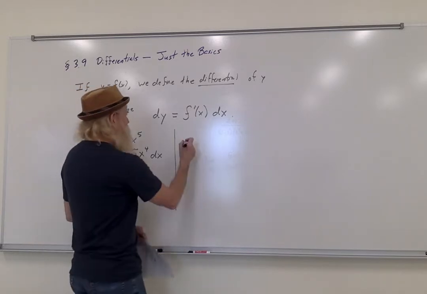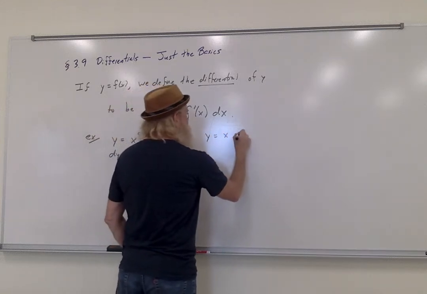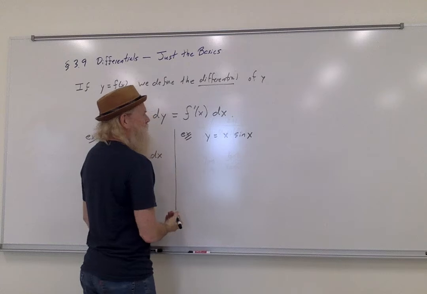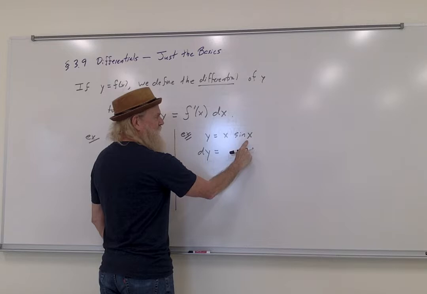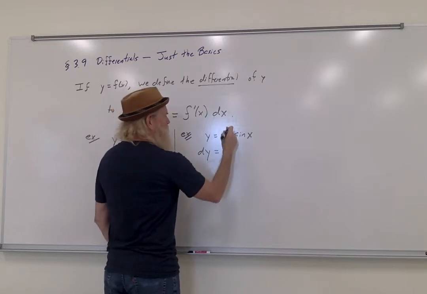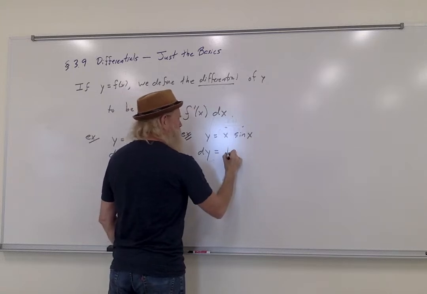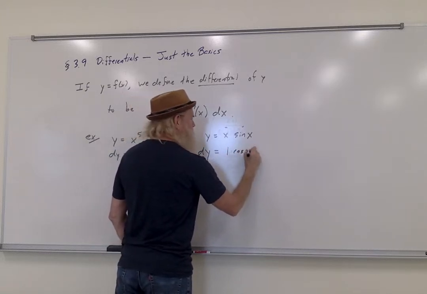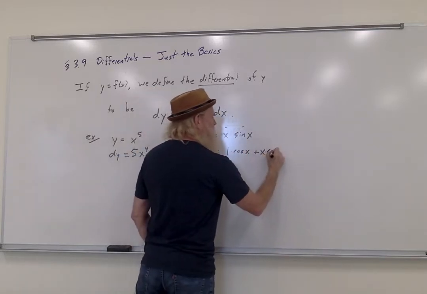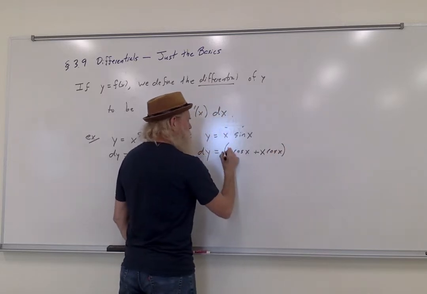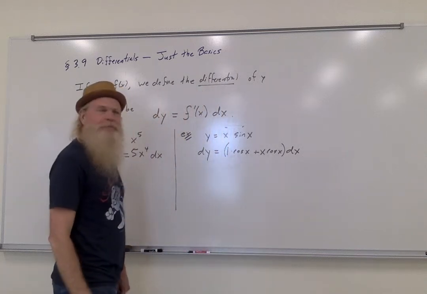So for some examples that look like that, let's say that y is equal to x times sine of x. In that case, we first of all have to take the derivative of x sine x using the product rule. So thinking of this as u and this as v, it'll be u prime v, so 1 times cosine x, plus u v prime, which is x times cosine x. That's the derivative, and then to make it the differential, we write dx afterward.